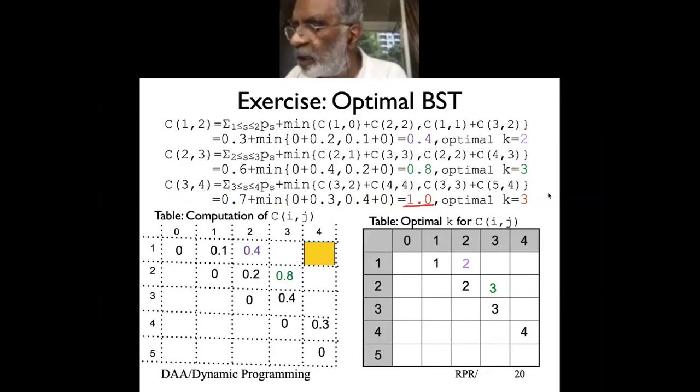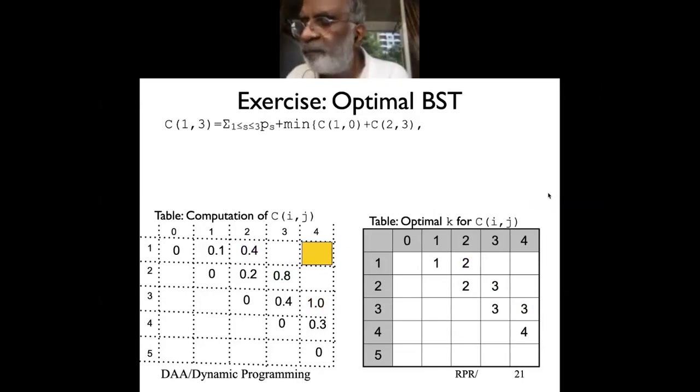So 1.0 comes here and this minimum comes from k is equal to 3. So the value here would be 3. Now I got this. I can compute now C1,3 and I can compute C2,4 and then I can compute C1,4.